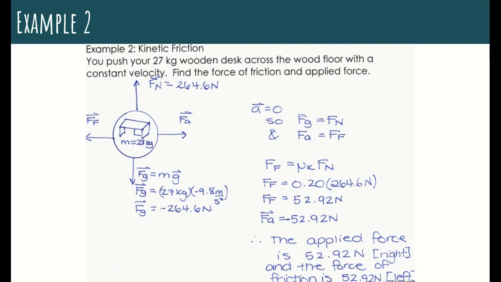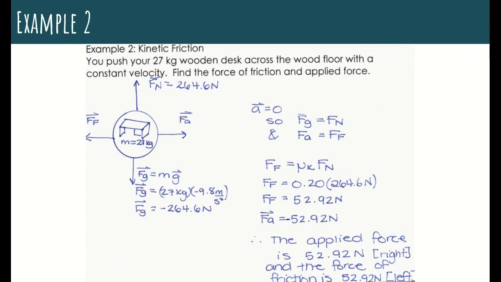And now we know we have an applied force and a frictional force. In this case, it says that it's moving at a constant velocity. So that's our indication that acceleration is 0. If it's moving at a constant velocity, it's not speeding up or slowing down, it's just continuing at the same speed. So acceleration will be 0 in this case. Since that's 0, your force of gravity is going to be equal to your normal force, and the applied force is going to be equal to the frictional force because we have a balanced set of forces. So we can use our coefficient of friction formula to solve for the force that we need to apply.